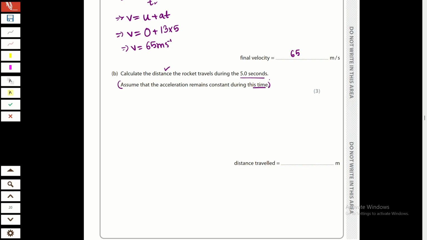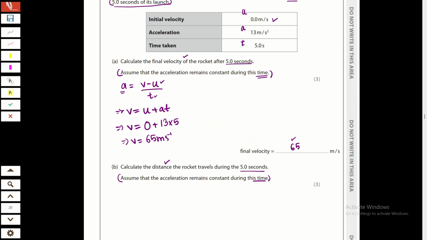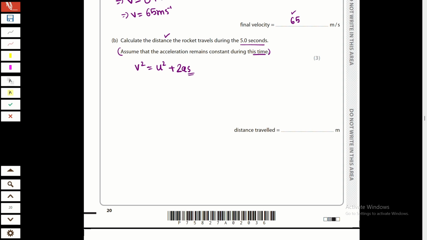Calculate the distance the rocket travels during the 5 seconds. Assume that the acceleration remains constant during this time. So we will have to calculate the distance traveled during this 5 seconds. Look what do we have. We have got the final velocity, we know the initial velocity, we know the acceleration, and we also know the time. So we can use the formula v squared equals u squared plus 2as in order to calculate the distance traveled during this 5 seconds.